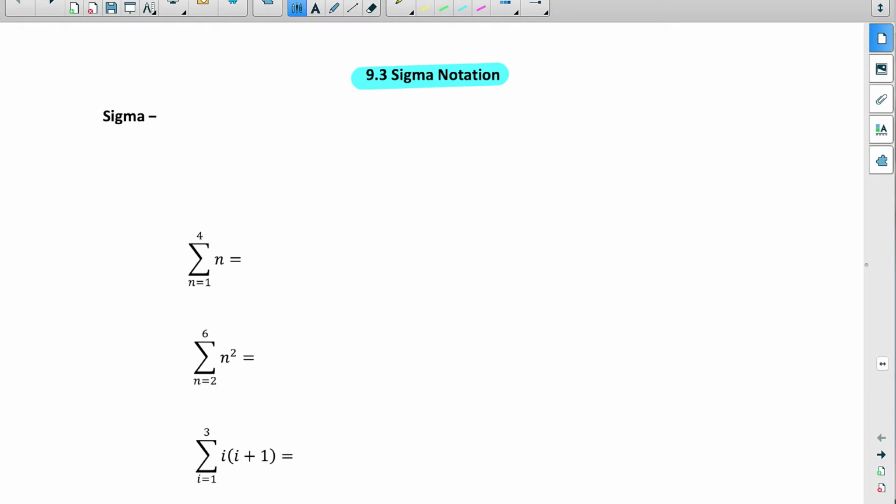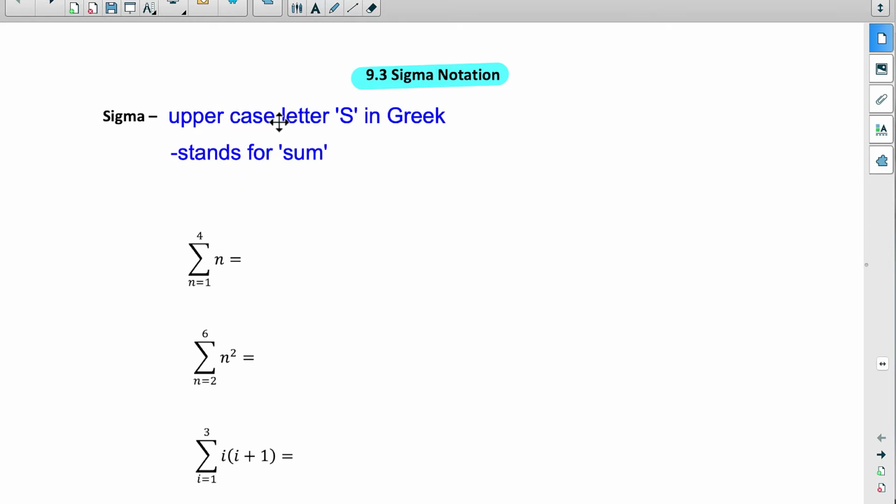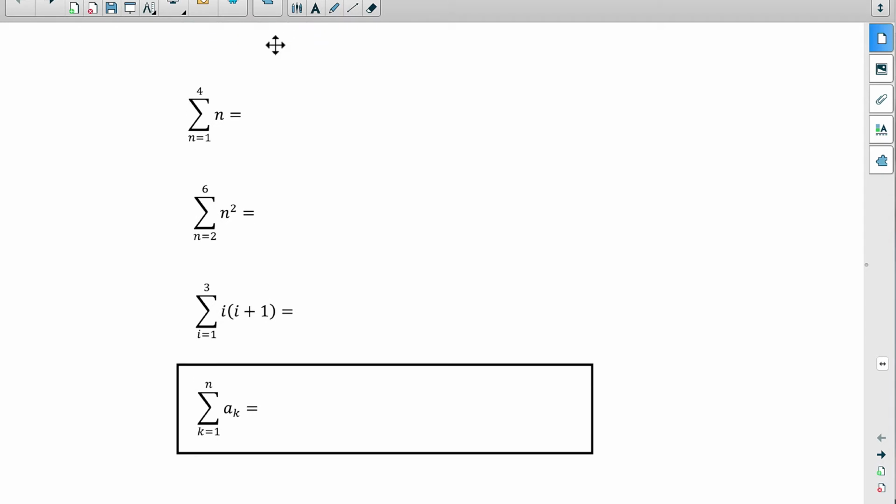Well, first of all, the word sigma is the uppercase letter S in Greek, and it stands for sum. So when we're talking about sigma notation, we're talking about addition. We're doing a lot of addition here. So it looks pretty nice and fancy, impressive when you're doing stuff like this, but it's not so complicated really.